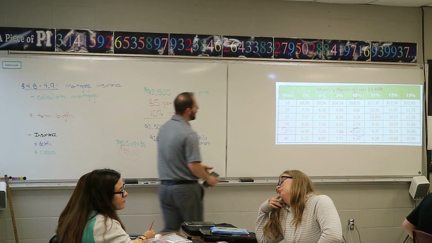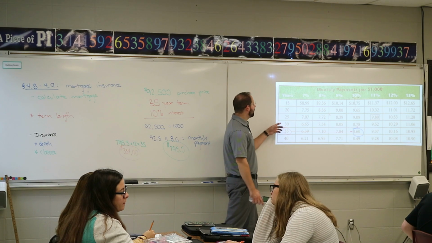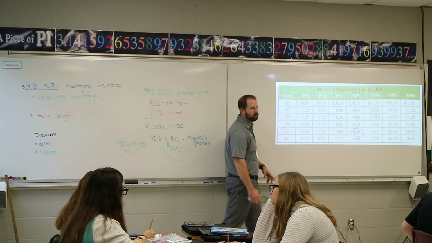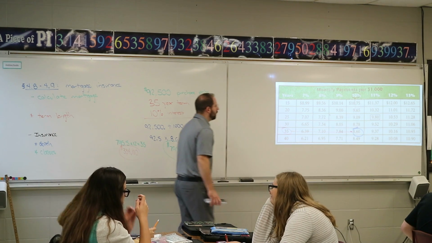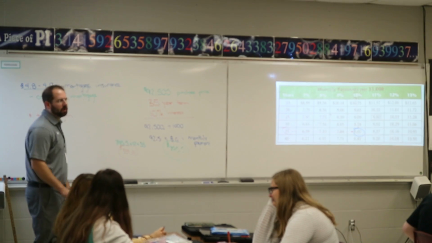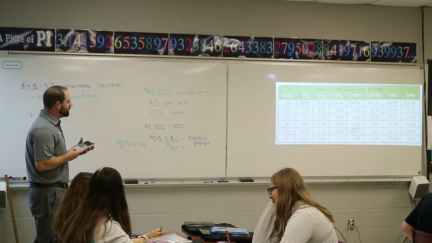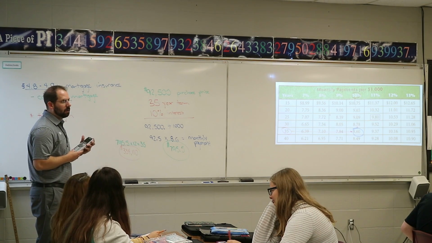So if you're going 20 years or 25 years or maybe 40 years, most banks don't go past 30 unless you have a really, really expensive home. They won't go past 30. Or if you're really young, they might. All right, questions at all about how I calculated that?